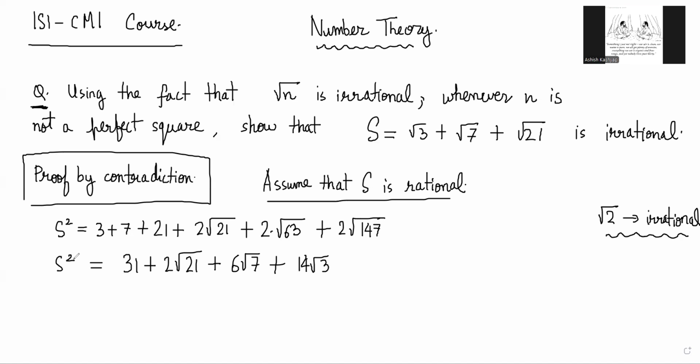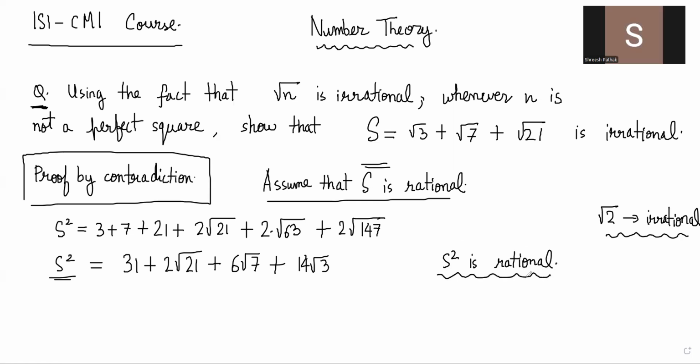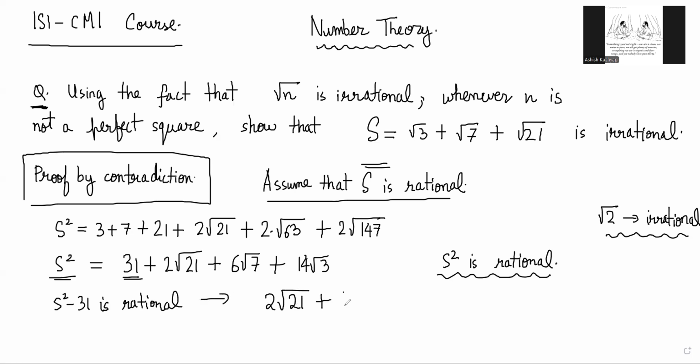So what we can say here is this is S square, and we have assumed S is rational. So S square is also rational, right? Correct? Yes, sir. Okay, S square is rational. So you can subtract this integer part from it. You can say S square minus 31 is also rational. So basically what we are getting is 2 square root of 21 plus 6 square root of 7 plus 14 square root of 3 is rational.